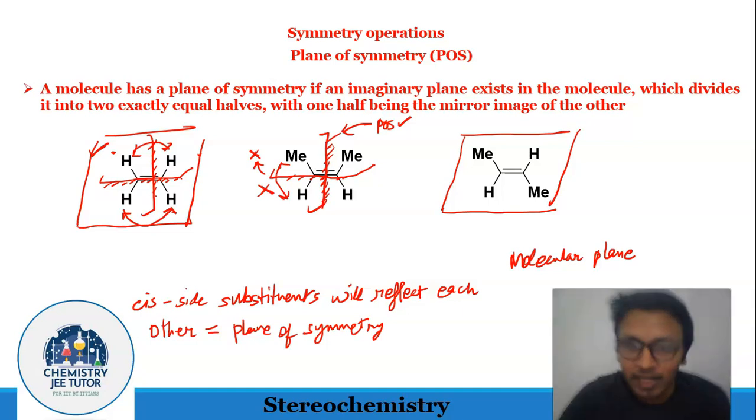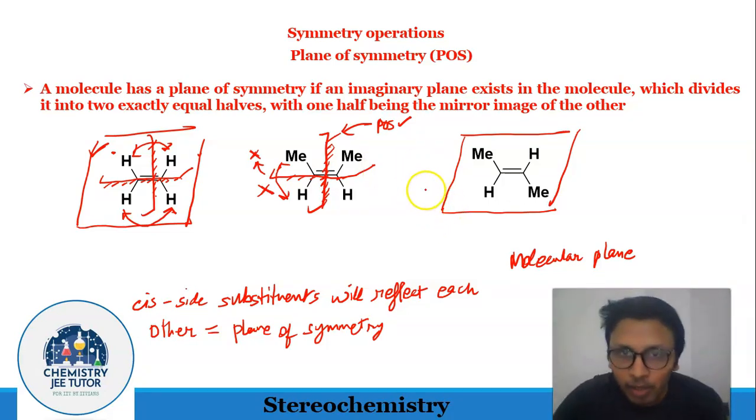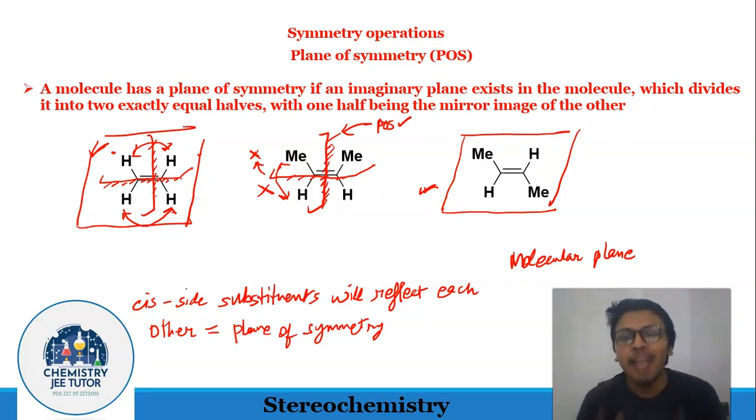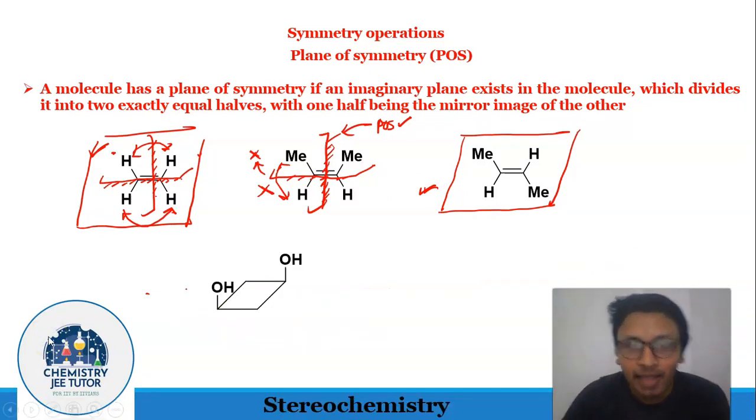So this is about ethylene. This molecule has no other plane, by the way. No other horizontal or vertical plane. It only has the molecular plane. Okay, let us look at the last set of examples before we finish the plane of symmetry.